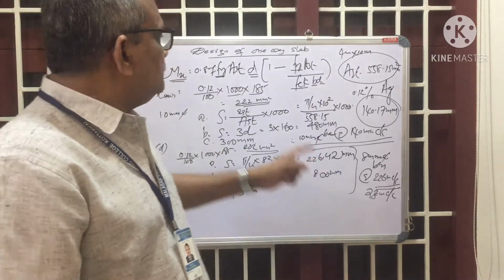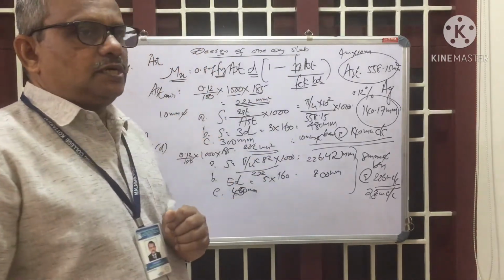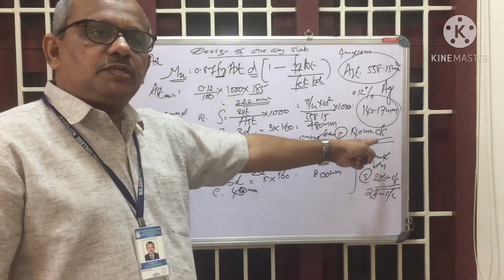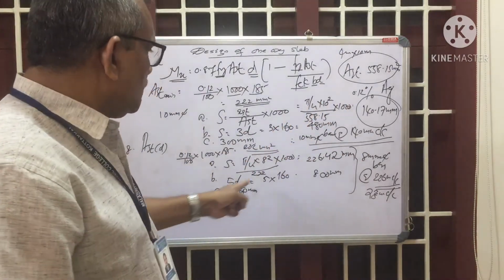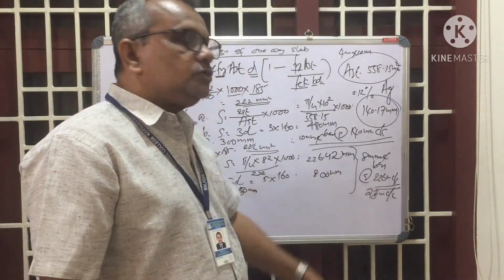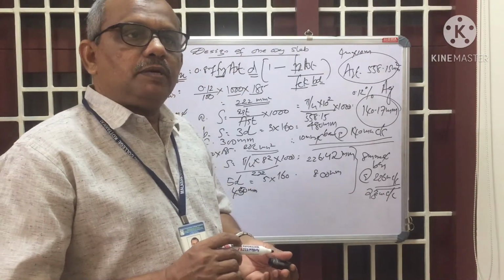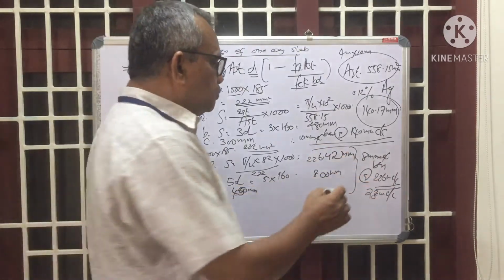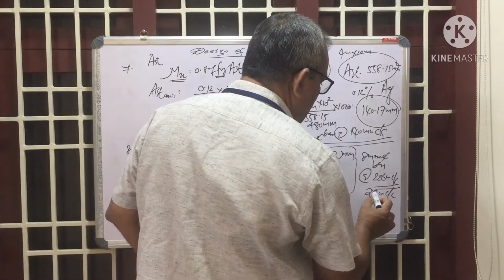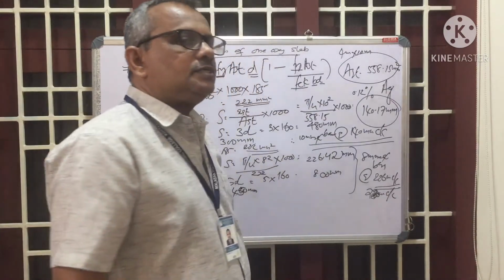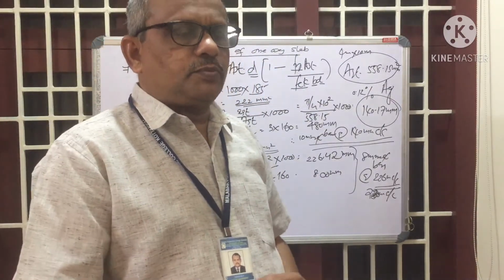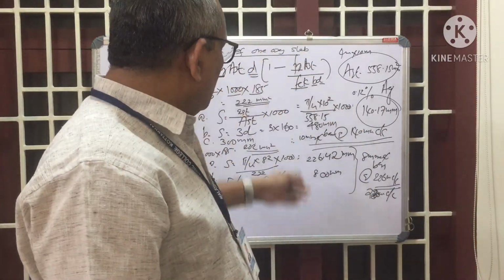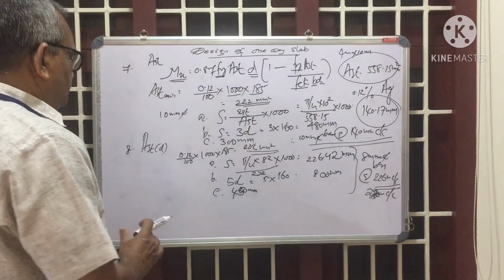So the design of main and distribution steels are over. Main steel, 10 mm dia bars at 140 mm center to center, and distribution steel, 8 mm dia bars at 230 mm or 220 mm center to center. 226 you can round it to the nearest small value, 220. Instead of taking 230, take it as 220 mm center to center. So these are the diameter and spacing of main and distribution steel.